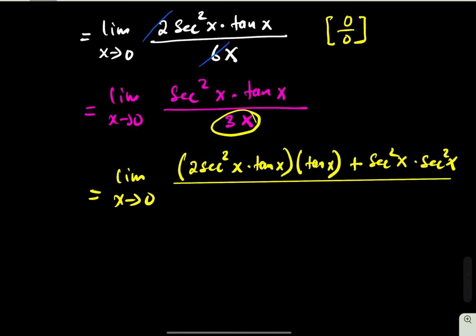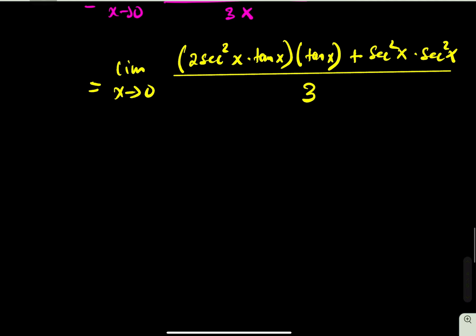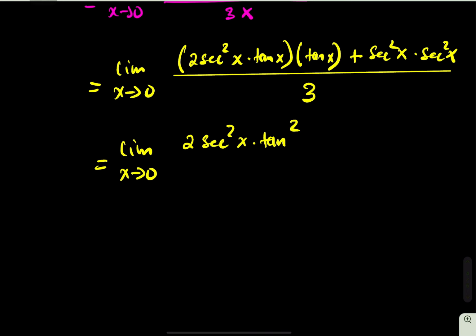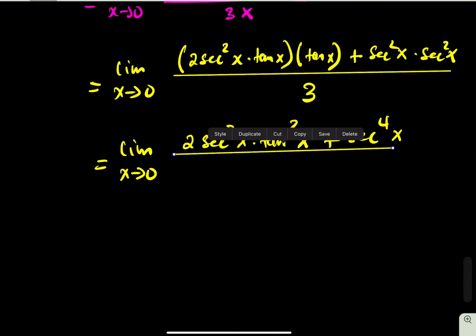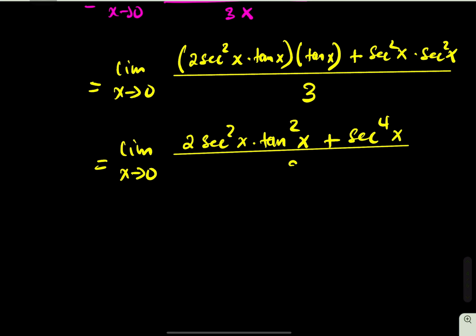If you derive this one, this is really going to be 3. Let's check. What are we going to get? We are going to get the limit as x goes to 0 of 2 sec squared of x multiplied by the tangent squared of x plus that stuff. It's primarily a secant to the power 4 of x divided by 3.